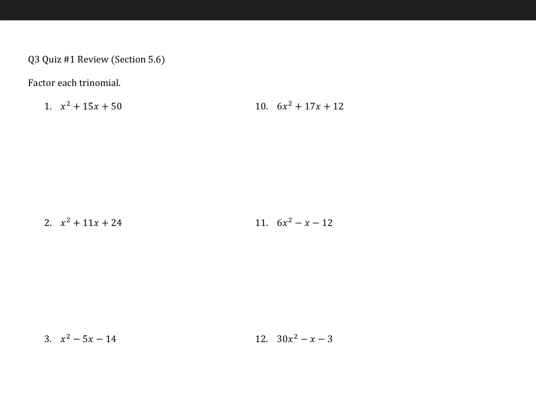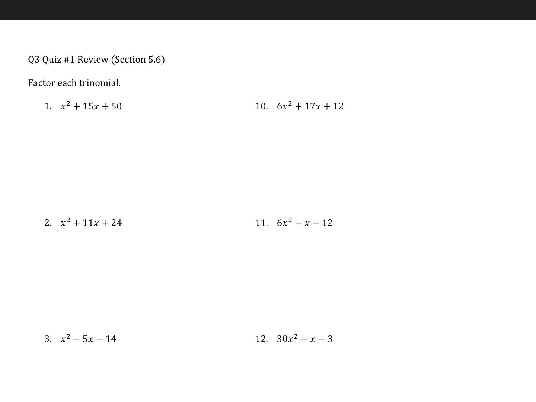Your 5.6 quiz that you have tomorrow is solely on factoring. So you have two different types of factoring that you're going to see tomorrow. One where your A is 1, one where your A is something other than 1. When your A is 1, like in numbers 1 through 9 in your review, you're just finding the factors of your C term that add up to be your B term.